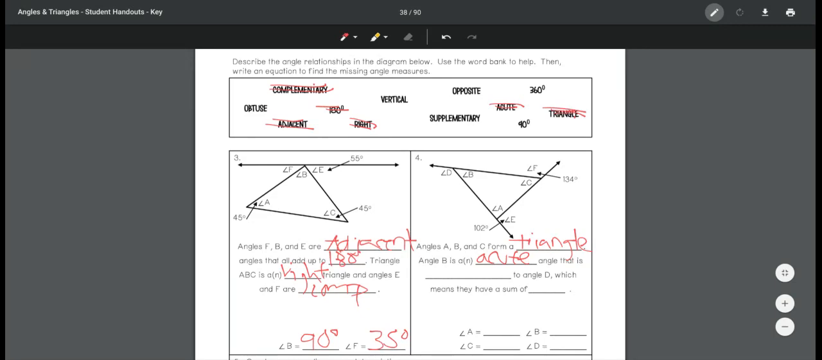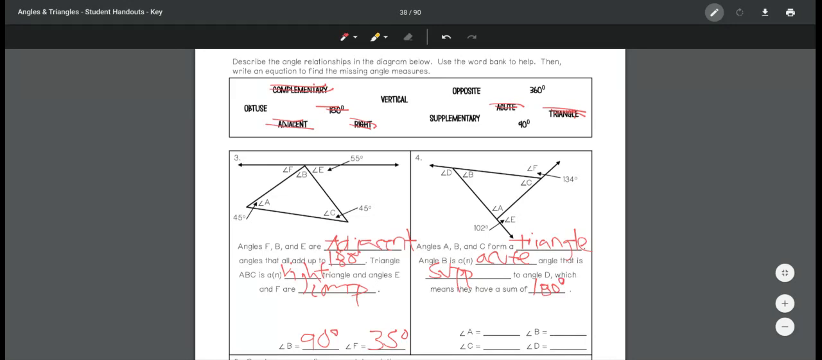And it is supplementary. So we know that these two are going to equal 180 because they are supplementary. I'm just putting sup, but make sure you spell it all the way out, to angle D, which means that they have a sum of, just like before, 180 degrees.